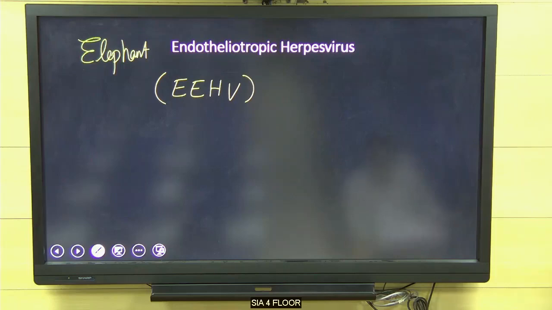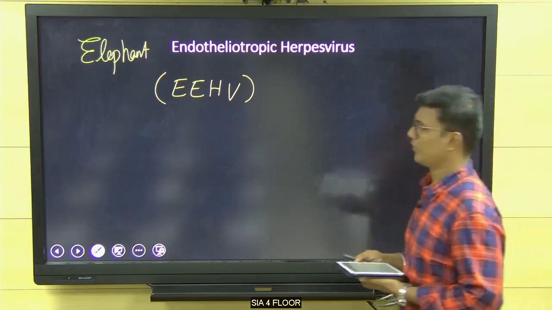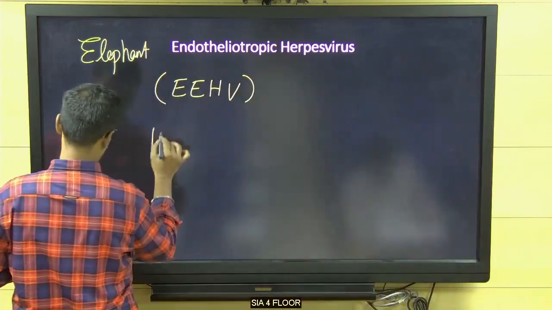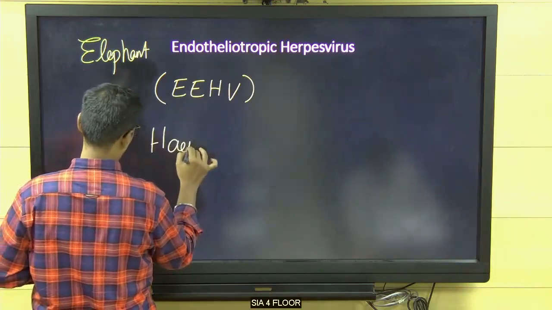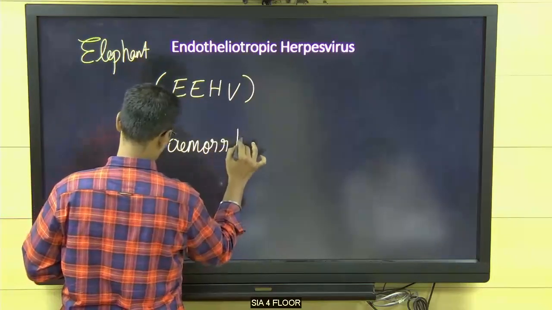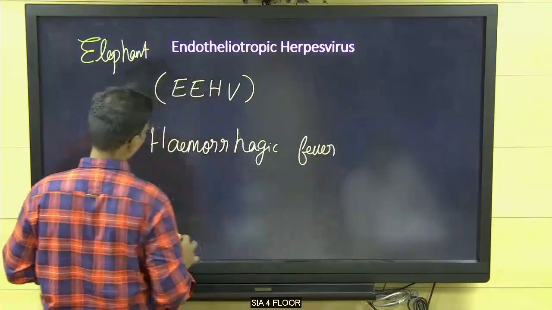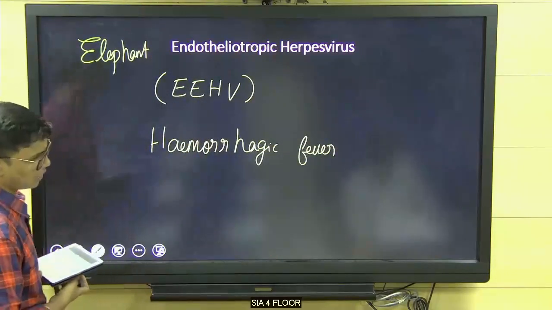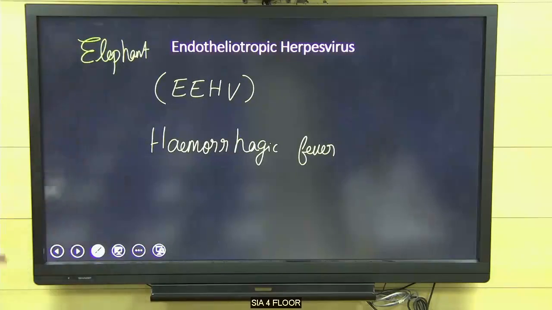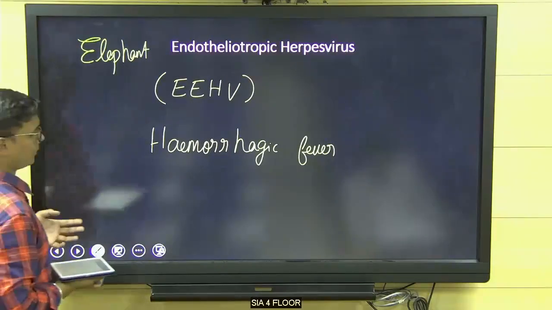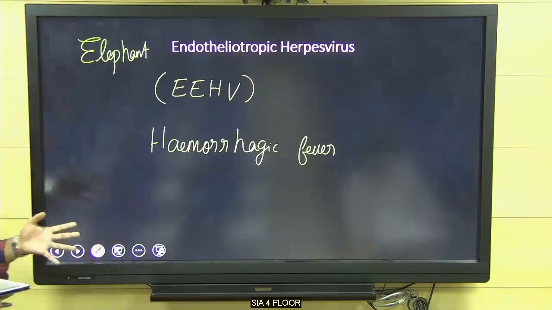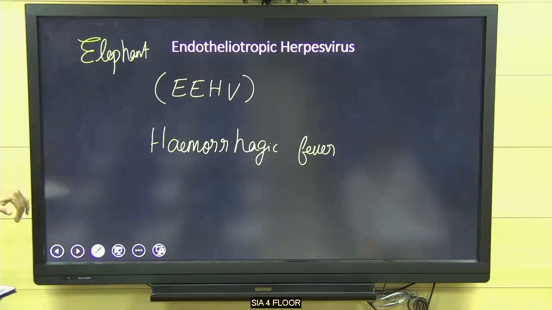So why was this in the news? The first one is a highly fatal hemorrhagic fever that affects elephants. It's extremely fatal, which means once elephants contract EHV, it's difficult to track them because this is a silent killer. The elephant will stay calm and normal for a longer time, but within a day, it will cause internal hemorrhage and it will die in a maximum of 2 days. For this reason, this was in the news.